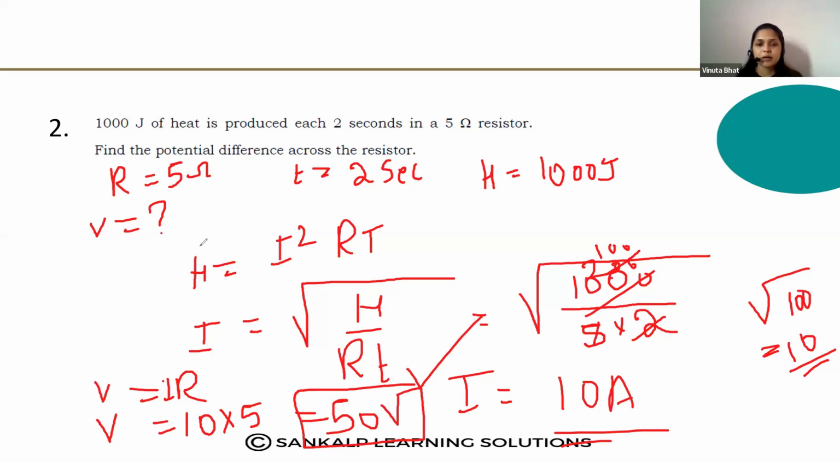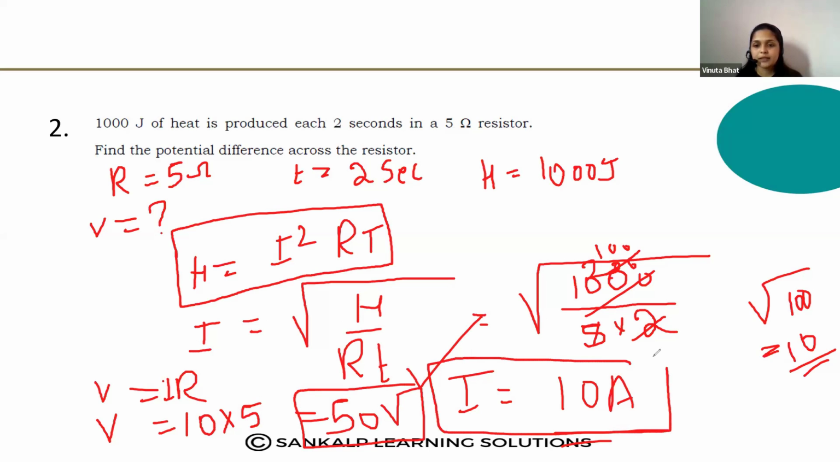Okay. So first, please write down the formula for this sum, and change that. You can change this equation as I is equal to square root of H by RT and apply the values, find out the I value. After finding the I value, you have to apply the formula V is equal to IR, then I is equal to 10 and R is 5. So that is 50 volt. What is the potential difference? That is 50 volt. So 50 volt is the correct answer.